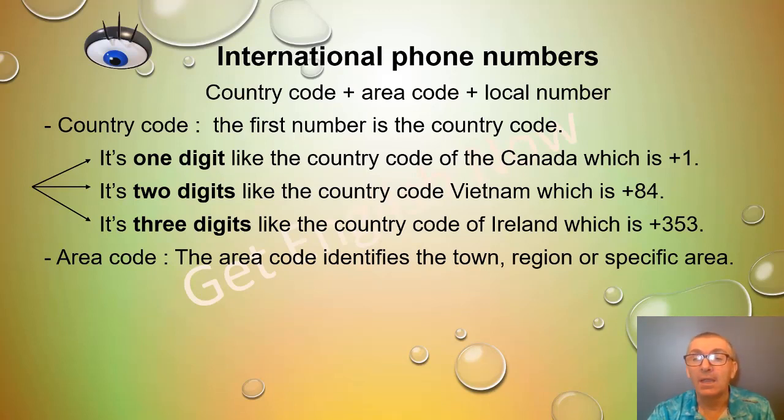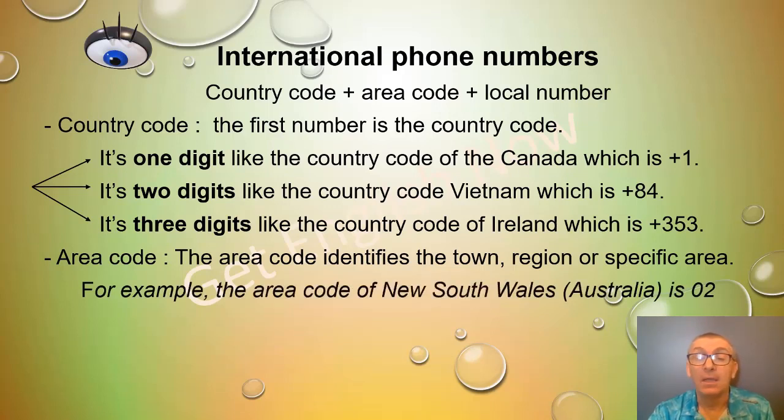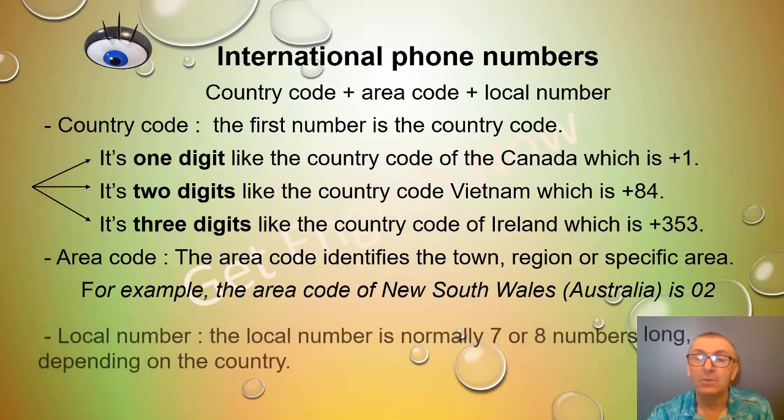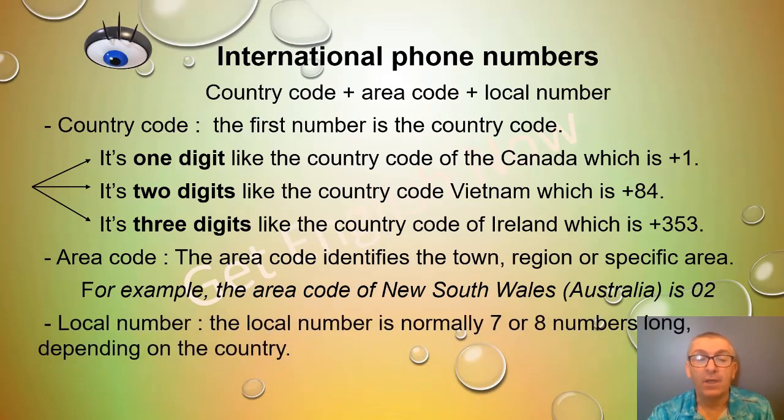Area code. Okay, an area code is just usually a 2 or 3 digit number. So for example, my home province of New South Wales, Australia, has 02 as the code. Yeah, and then we have local numbers, and we all know local numbers. Yeah, that's our local mobile number or our local landline number. And there is an example of a number from Australia. Australia code +61, area code 02, and then the phone number.